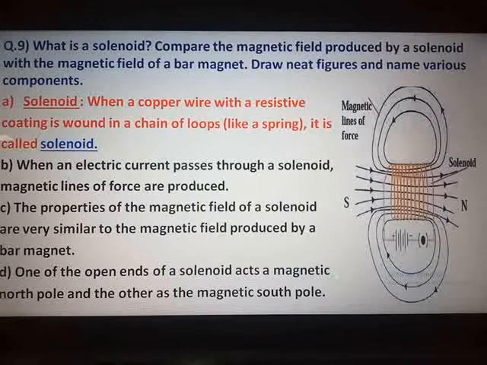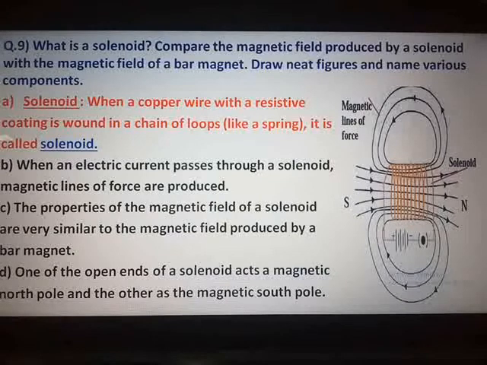Here you can directly mark the answer in your textbook. Refer page number 54. I will mark the answer for you. The answer is divided in 3 parts. First part you have to answer what is a solenoid.